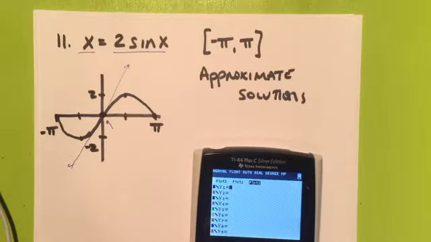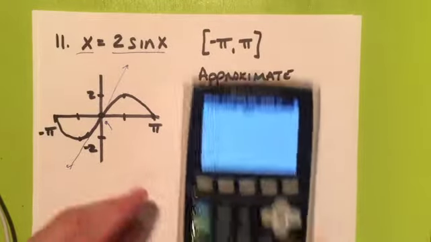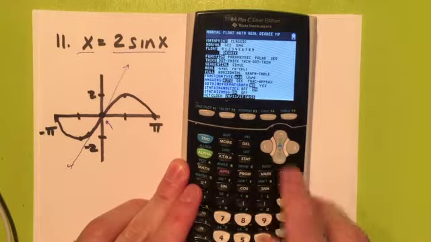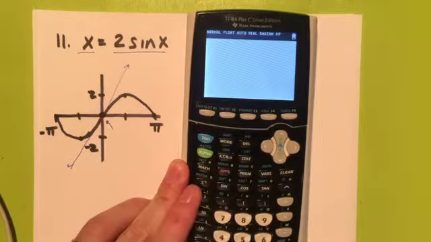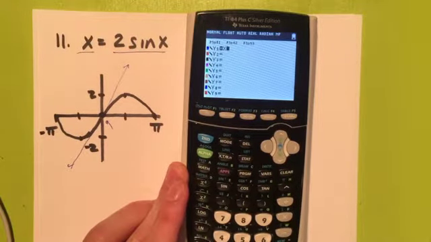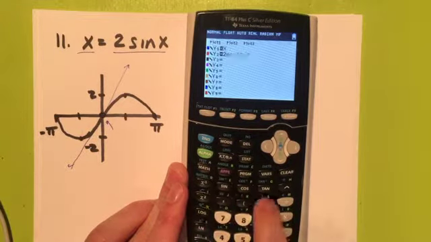All right, we're in y equals. Now, make certain that I am in radian mode. Mode, radian mode. We're in radians. We're going to graph. I'm going to do y1 equal to x, and y2 equal to 2 sine of x.